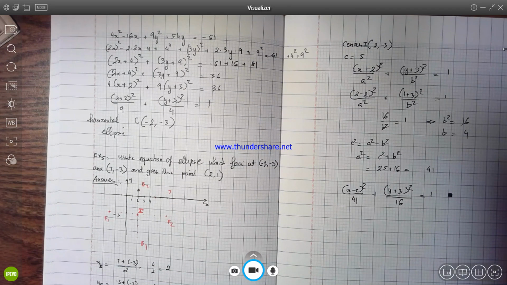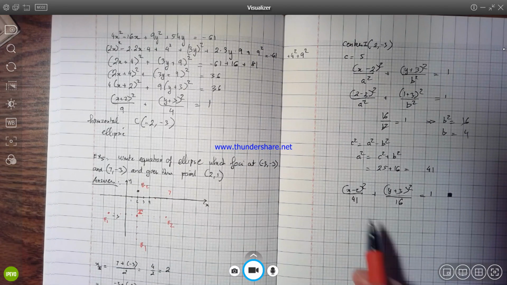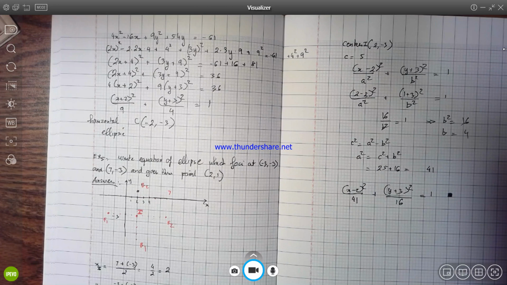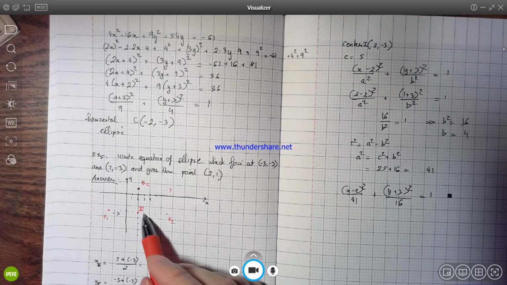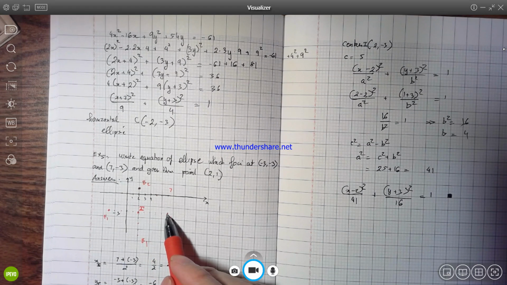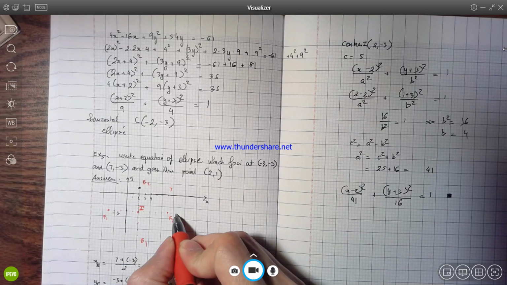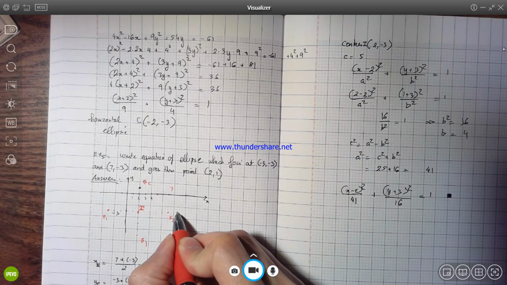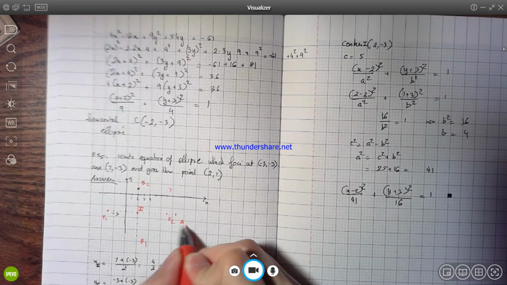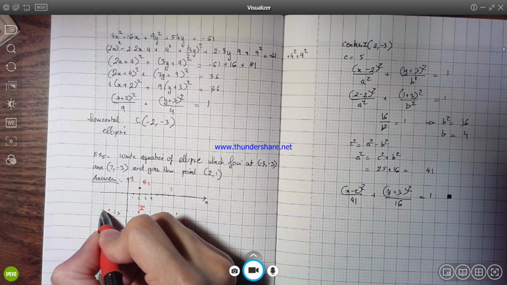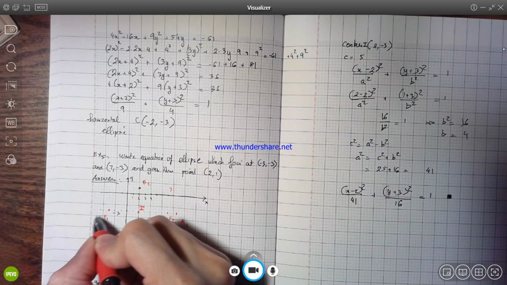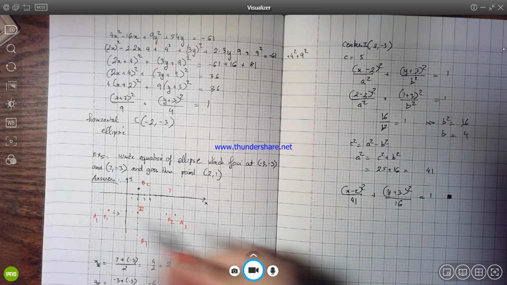What is A? A is kind of hard because A squared is 41. So you take the square root of 41, which gives you 6.4, so about 6.5. So we have 1, 2, 3, 4, 5, 6, so 6.5 right over here. So that is your A2. So A2 right here, A1 right here.